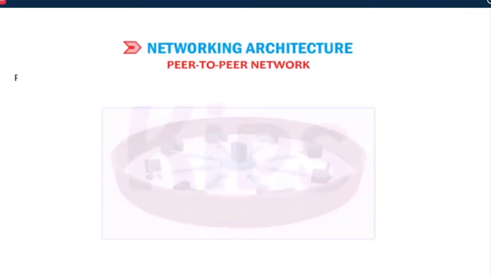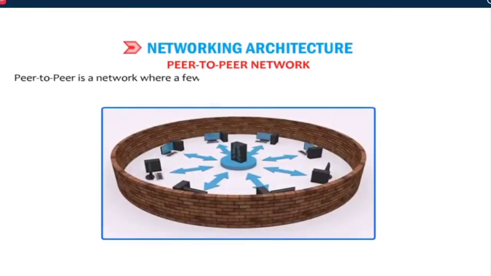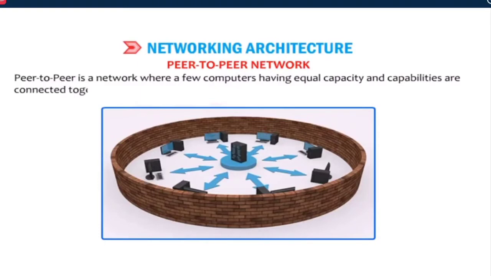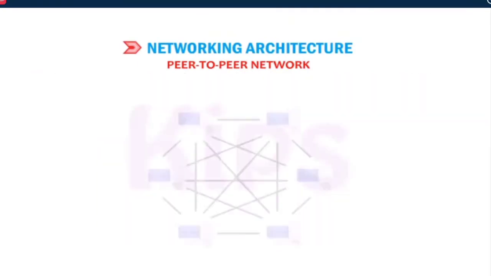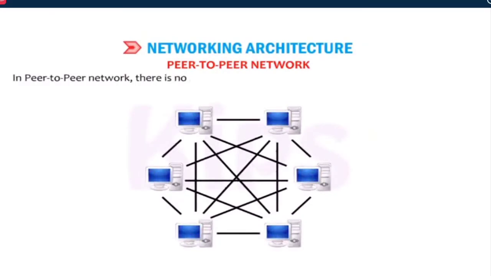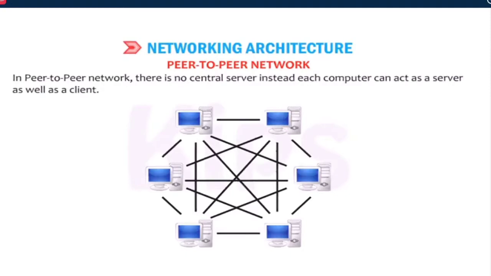Peer-to-peer network. Peer-to-peer is a network where a few computers having equal capacity and capabilities are connected together to use the resources available on the network. In a peer-to-peer network, there is no central server. Instead, each computer can act as a server as well as a client.